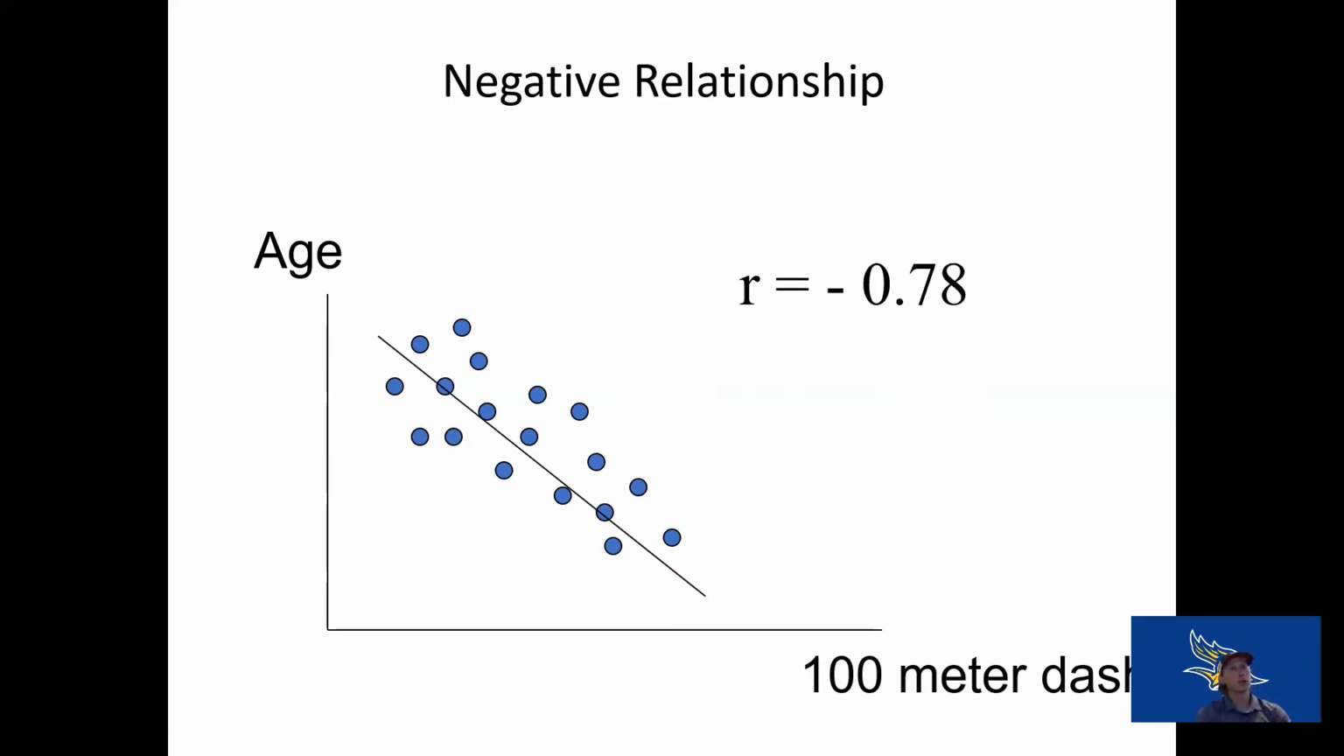So a negative correlation does not mean it's a bad relationship. That just tells us the direction that those variables are going. A better 100-meter dash time is a smaller time. So this tells us that older individuals in this population run a faster 100 meters, and younger individuals run a slower 100 meters. It doesn't tell us how good or bad the relationship is. It tells us which direction those variables are going in relationship to each other. Keep that in mind.